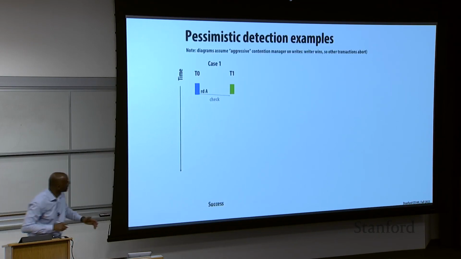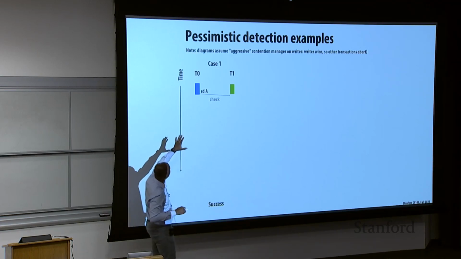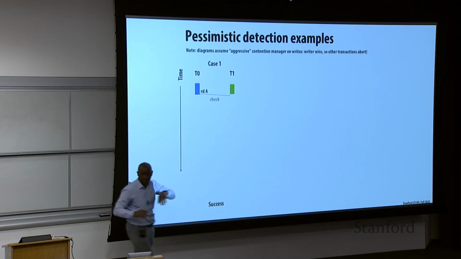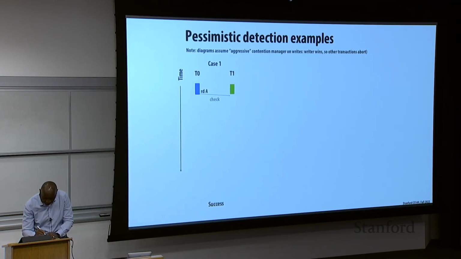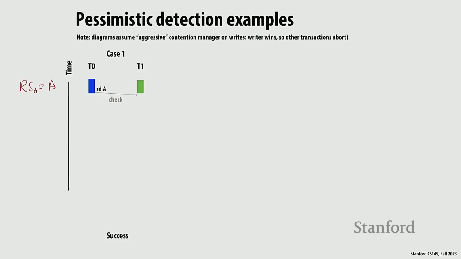Okay, so in this case, we have a read of A by transaction 0, right? So the read set of transaction 0 is A, and the write set of transaction 1 is empty, right? So the check says no conflict, right? So we keep going.